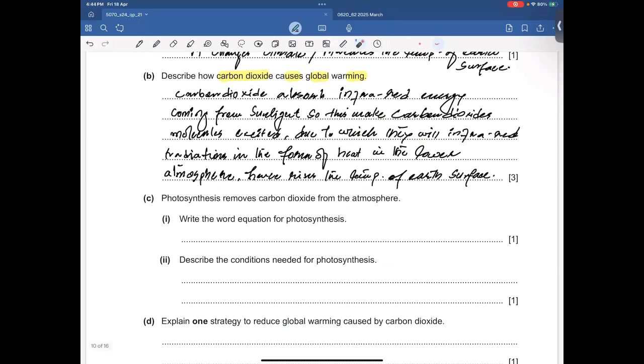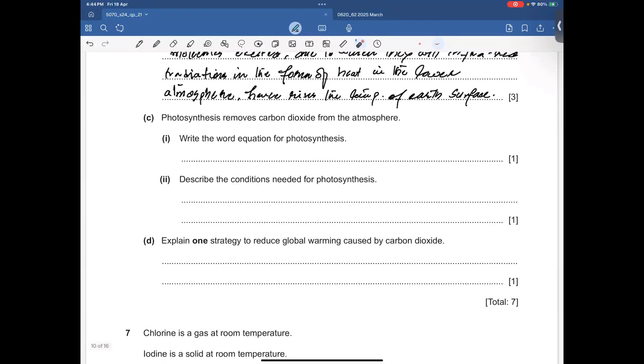So in the same context I talked about photosynthesis. Photosynthesis is basically an endothermic reaction which removes carbon dioxide from the atmosphere. Photosynthesis is basically the formation of food, the formation of glucose, all right? So, which is why it can remove carbon dioxide from the atmosphere. So what is the word equation for photosynthesis? Oh, that's easy.